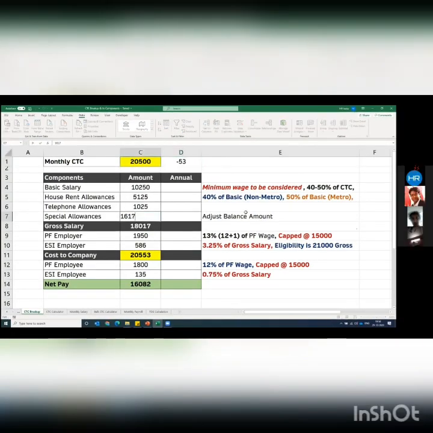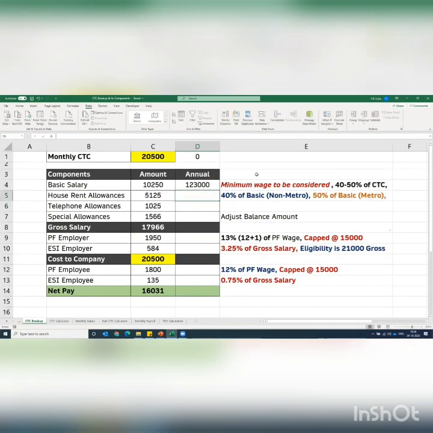Let's try to adjust that difference over here. Minus 53, enter. Still not. There is a difference of 2. So it means this time we need to add 2 over here. Plus 2, enter. Finally, the difference is 0 and the CTC is equals to what we were looking for. The CTC is 20,500 that we were looking for. So usually the companies calculate the CTC structure this way. That is how you can calculate any amount you want.